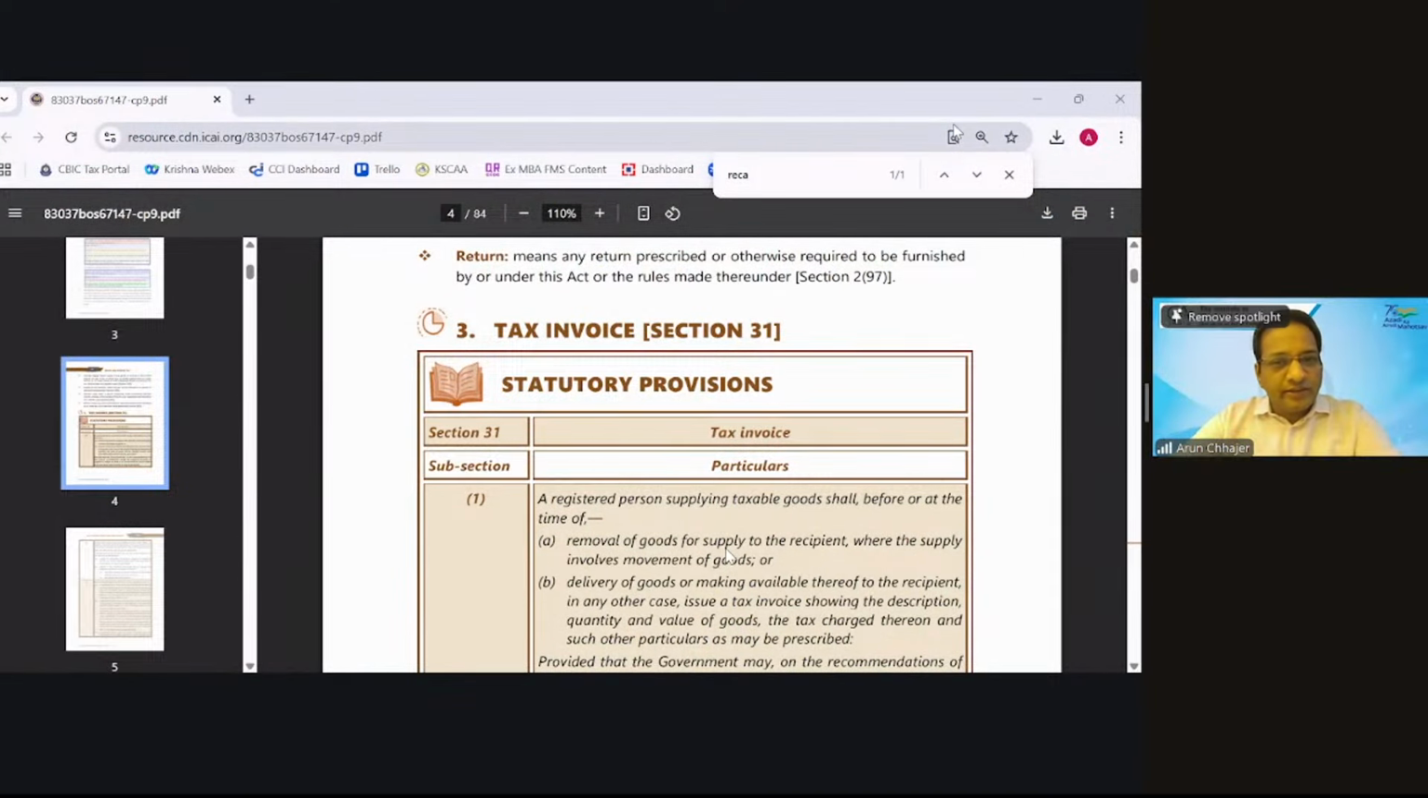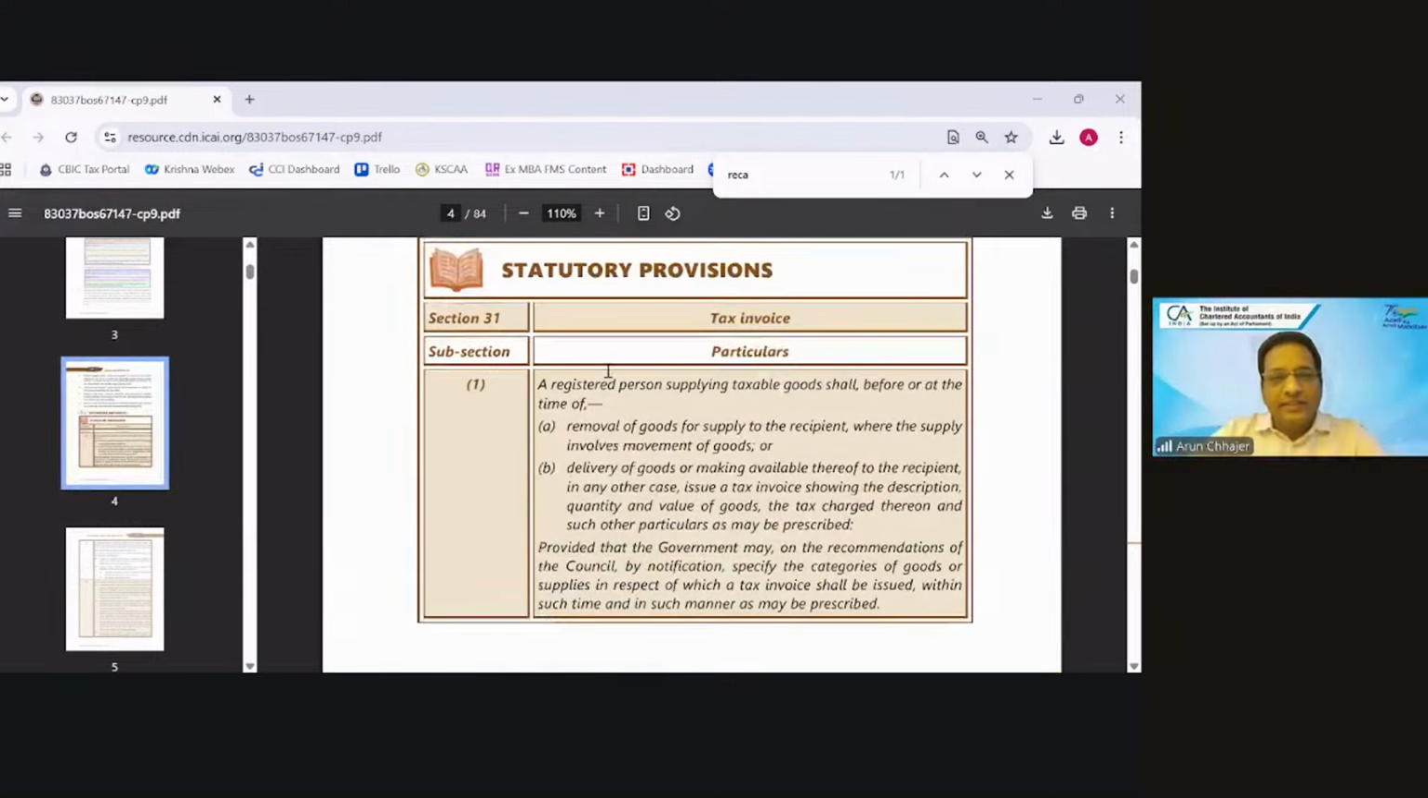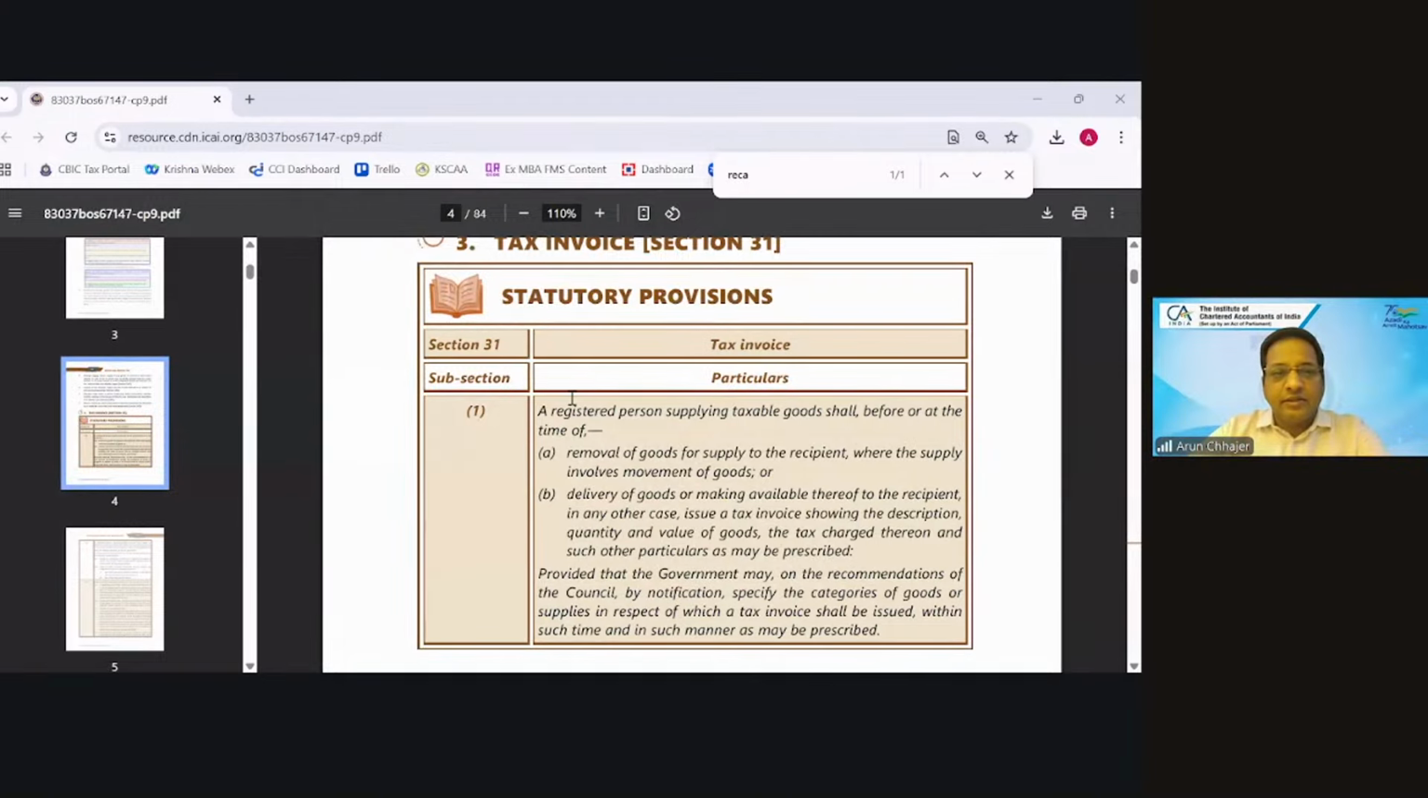Today's topic is very simple and easy to understand. Basically, the theoretical topic, we are starting with Section 31, that is, tax invoice. What is the tax invoice? It has been given in Section 31. What is the content that has been given in the multiple rules, Rule 46, etc.?